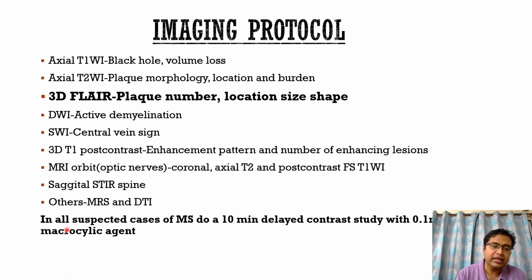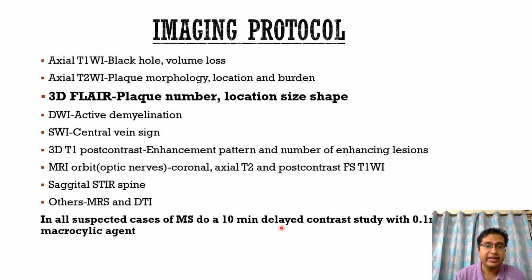Why we use a macrocyclic agent is also very important, because the linear agents deposit in the dentate nucleus and the deep gray nucleus in the brain, and they cause symptoms. And in MS, we need frequent follow-up of the patient. We need to keep giving contrast, and it is better to use a macrocyclic agent than a linear agent. And a 10-minute delayed contrast study will also help in demonstrating all the lesions. That is, the lesion load can easily be assessed if we do a 10-minute delayed contrast study.